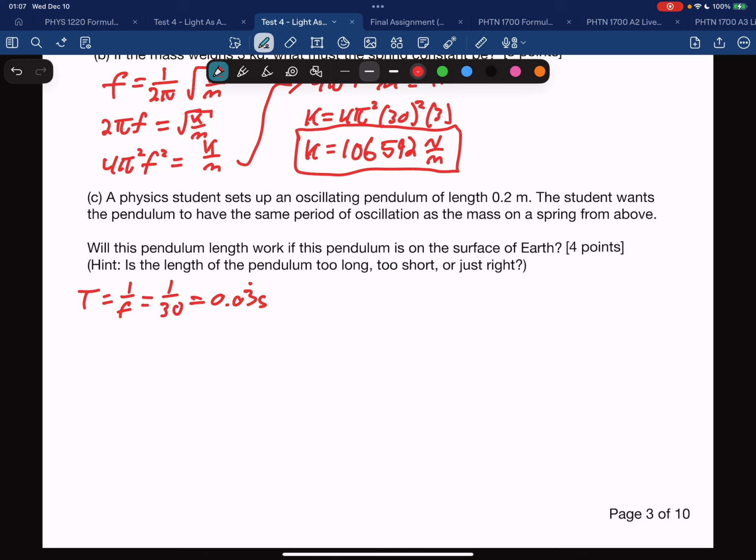The actual question is, though, will this pendulum length work if this pendulum is on the surface of Earth? 4 points. Okay. And then there's a hint there. Is the length of the pendulum too long, too short, or just right? So, the way I looked at this, we can use one of our equations for the period of a pendulum. So I'm going to use this one here.